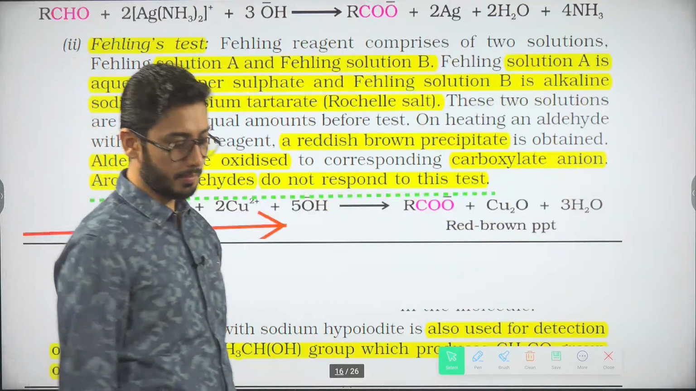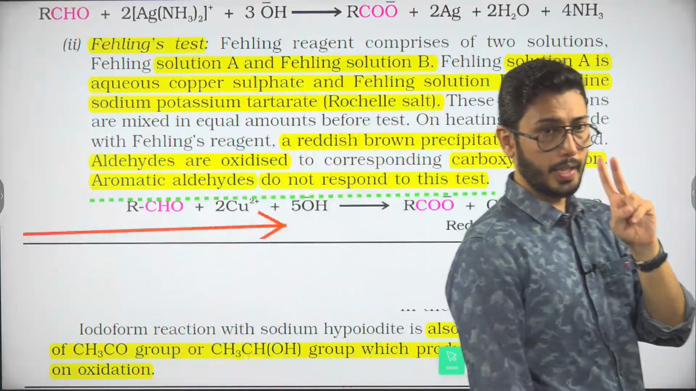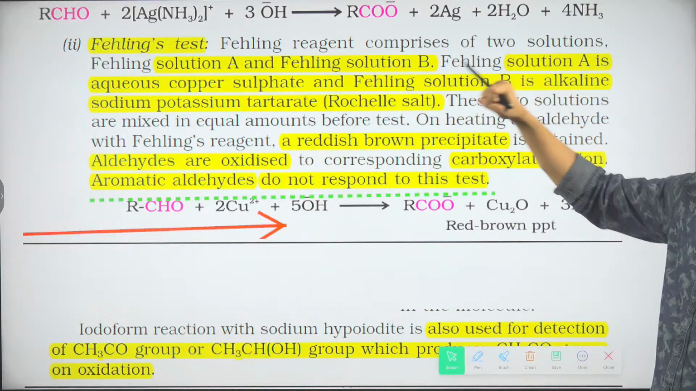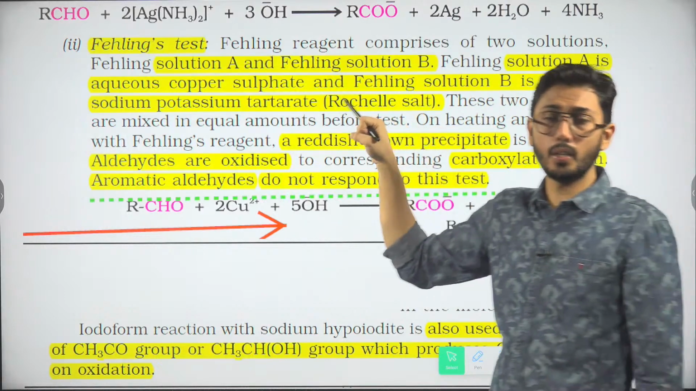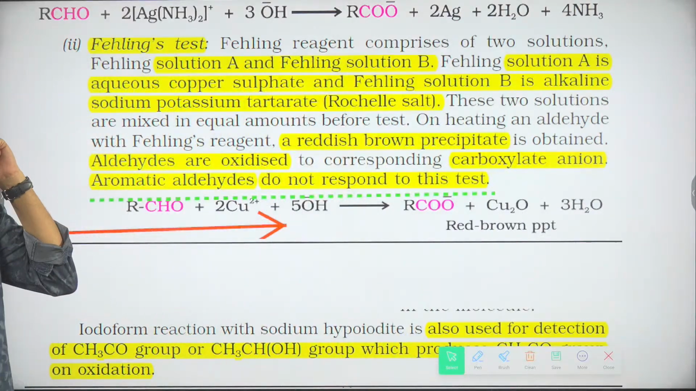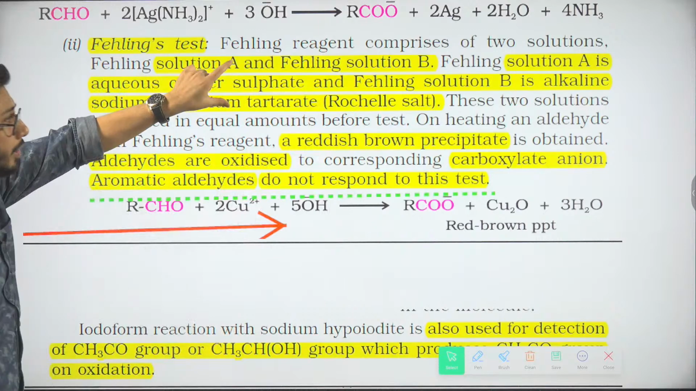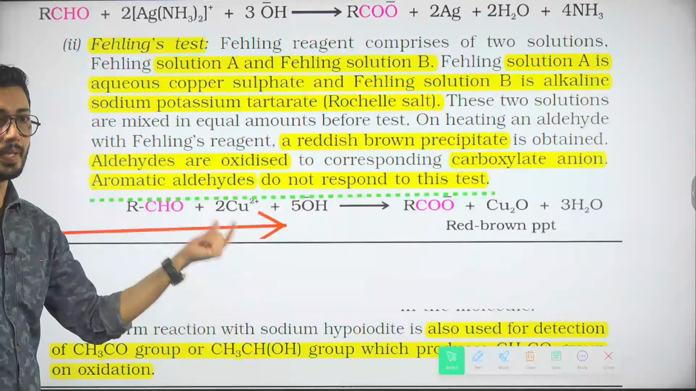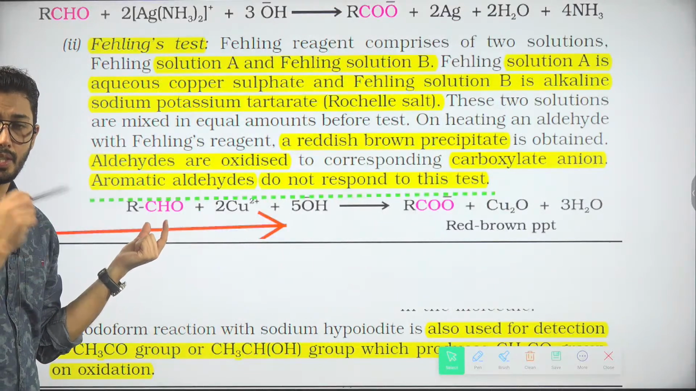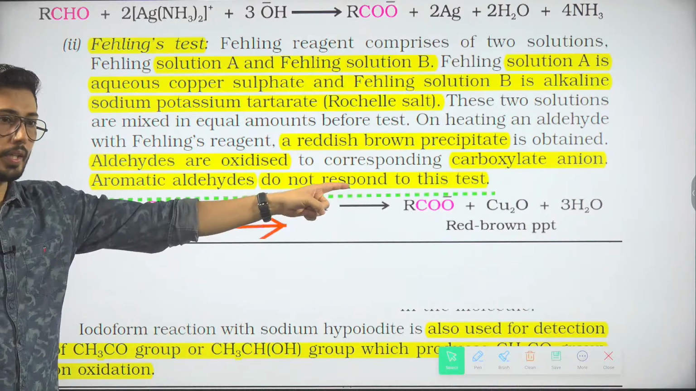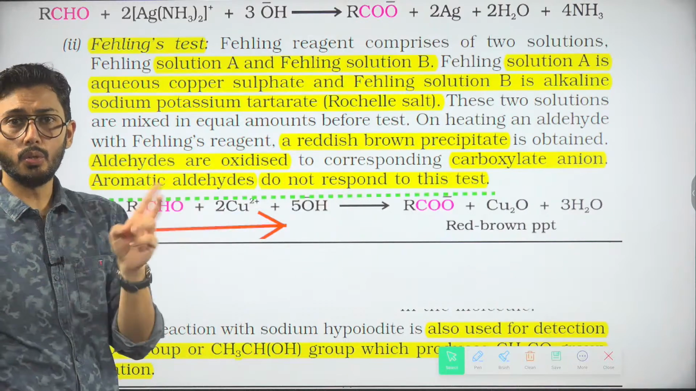Fehling solution test. In Fehling solution, two solutions are there, A solution and B solution. In solution A, what is present? Copper sulfate pentahydrate, or aqueous copper sulfate. Solution B is sodium potassium tartrate, which is Rochelle salt. When we mix them, that solution contains copper in which form? Cu2+ ion. Then this test is given by aliphatic aldehydes, not by aromatic aldehydes. Ketones will not give this test.